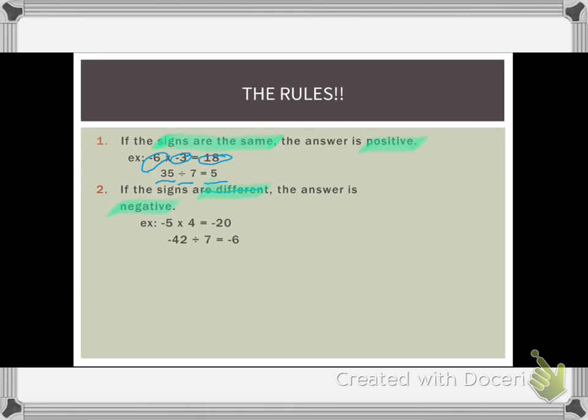Look at these examples. We have a negative 5 times a positive 4. So our signs are different. We end up with a negative 20. A negative 42 divided by a positive 7 gives us a negative 6. Signs are the same, it's positive. Signs are different, it's negative.